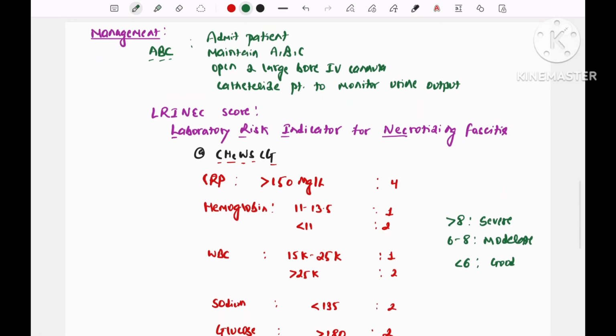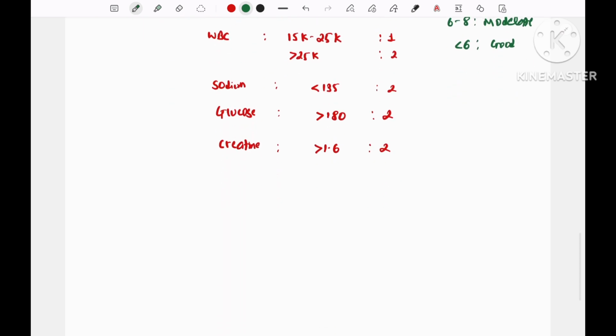We have admitted the patient, airway, breathing, circulation is maintained, IV cannula is opened, and the patient is catheterized to monitor the urine output. Now what we do, we give antibiotics. Which type of antibiotics? We give broad spectrum antibiotics initially, and later on we shift to the specific antibiotic according to the culture and sensitivity.